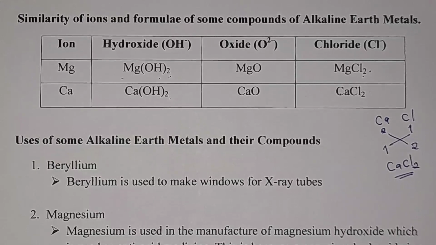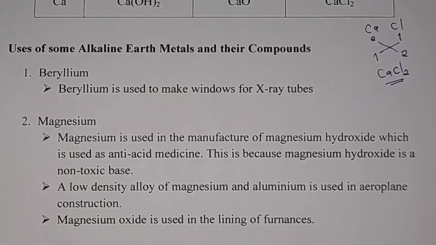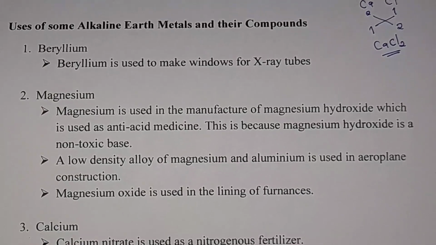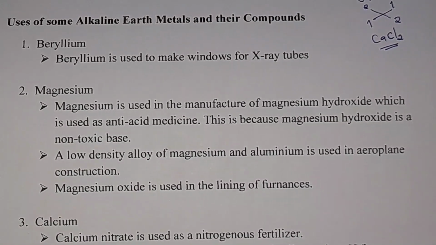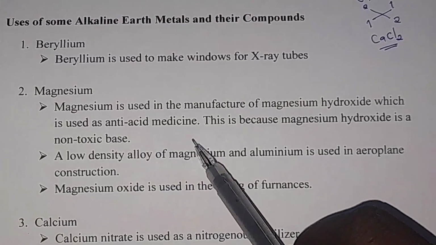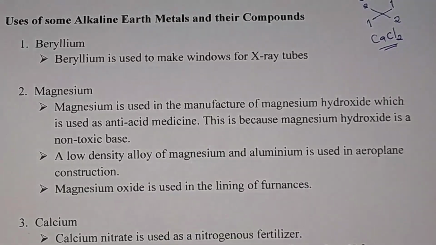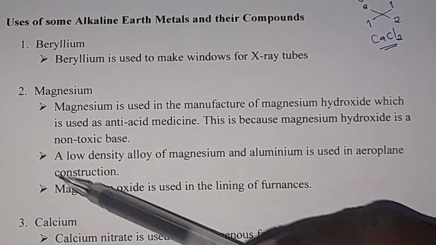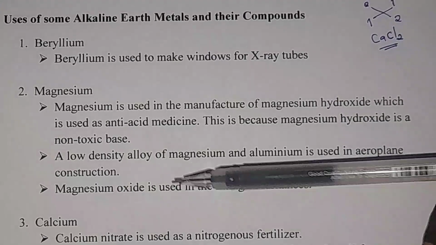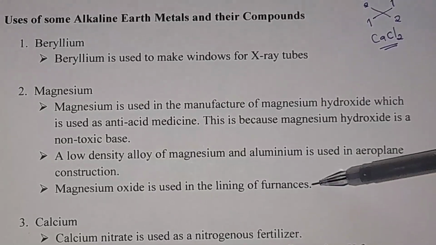So next we are going to go to the uses of some alkaline earth metals and their compounds. The first one we are having is beryllium. Beryllium is used to make windows for X-ray tubes. Number 2, we have magnesium, which is a member of alkaline earth metals. Magnesium is used in the manufacture of magnesium hydroxide, which is used as anti-acid medicine. This is because magnesium hydroxide is a non-toxic base. The second use of magnesium is that a low density alloy of magnesium and aluminum is used in aeroplane construction. Then the last one, we said magnesium oxide is used in lining of furnaces.